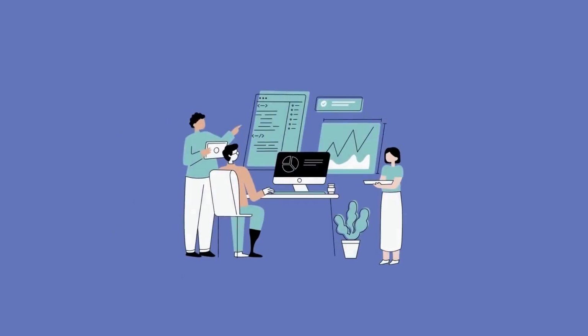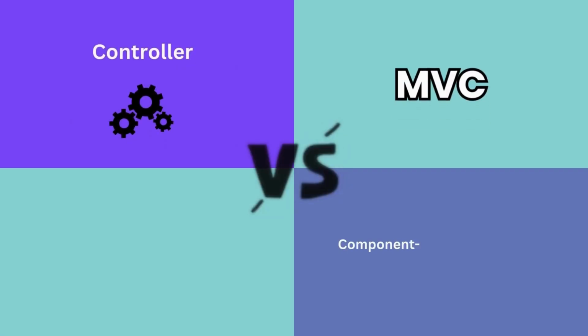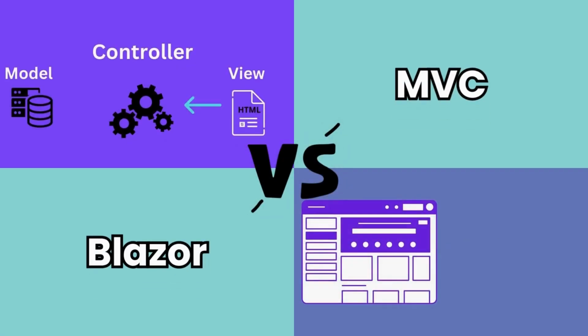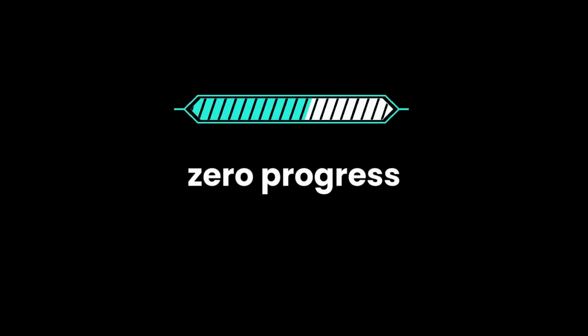When I first looked into .NET web development, I had no idea where to begin. Should I learn Blazor, Razor Pages, maybe jump straight into APIs? Every tutorial seemed to teach things differently. I'd start learning something, then second guess if it was the right approach. The result? Zero progress and a whole lot of frustration.